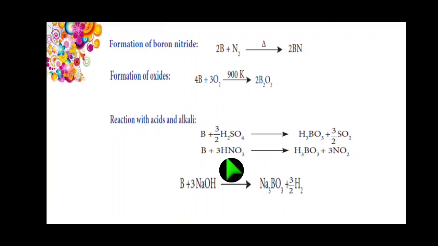Then boron reacts with nitric acid. See the hydrogen on the right side, 3 hydrogen. So left side make 3. And the nitrogen left side 3, right side also 3. Last, oxygen we see 3 into 3, 9. Here 3 into 2, 6, 6 plus 3, 9.